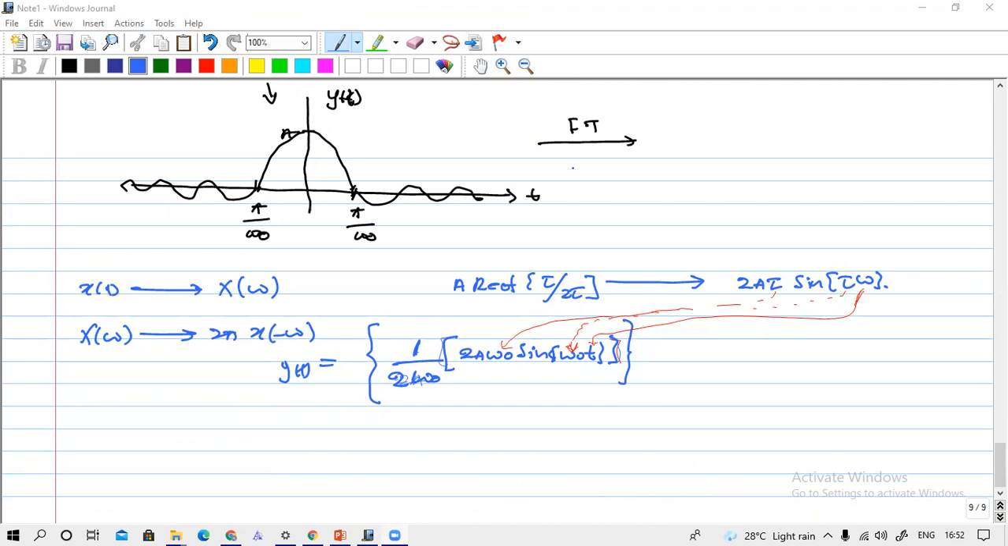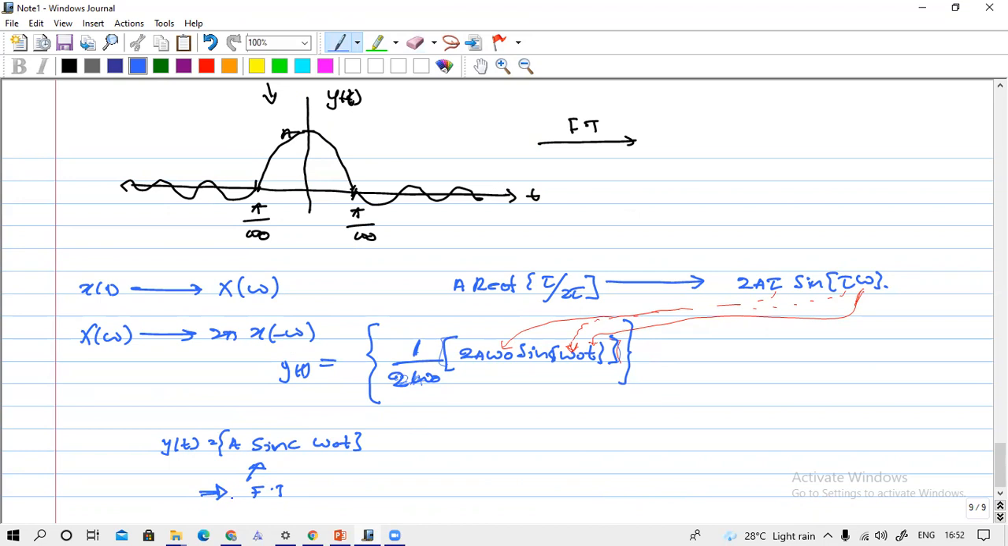Yes, because I divided it by 2 omega naught. Our given signal, we are asked to find the Fourier transform of this signal, no? A sinc omega naught t. Okay, this is sinc. Sorry, I always write it as sine. But this is sinc omega naught t. So we have this signal to evaluate the Fourier transform. We can't evaluate this directly, so we have to use the duality property.